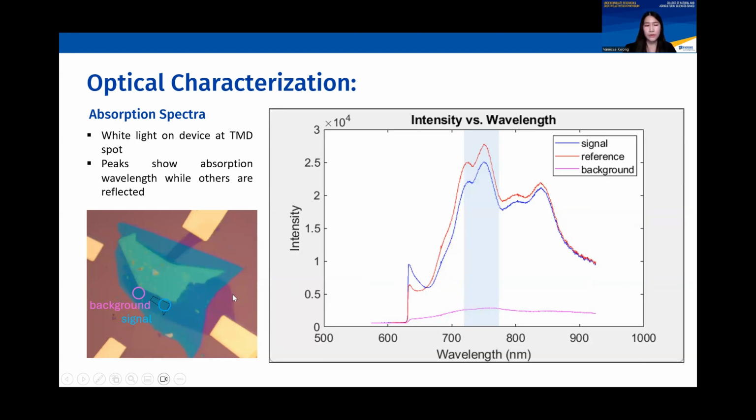The reference is just by shining the white light onto a single monolayer of WSe₂, which we get the red curve, and then the background is basically where the environment in the device where the TMD is. So in this case, it's between the top gate graphite and also the HBN. So we find another spot where it's only the top gate graphite and HBN. Just take that without the TMD and we get the pink curve, which is the background.